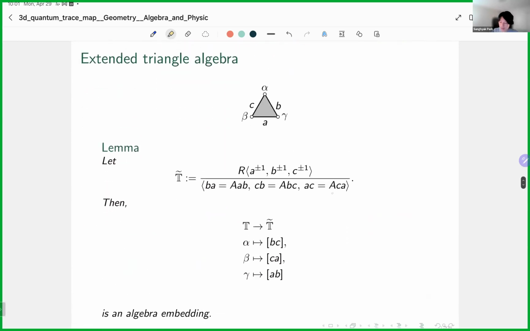We're going to embed it into a slightly bigger quantum torus that I call the extended triangle algebra. If I label the vertices of a triangle by alpha, beta, and gamma, and the edges by A, B, and C, then I think of these variables as associated to the vertices and edges. Then there's a natural embedding of the triangle algebra into the extended triangle algebra by this map. Here, the square brackets mean the Weyl ordered product. It's a way of taking products in a quantum torus that doesn't depend on the choice of ordering of variables. And so we have this algebra embedding.